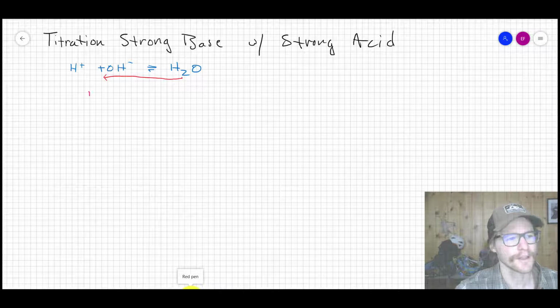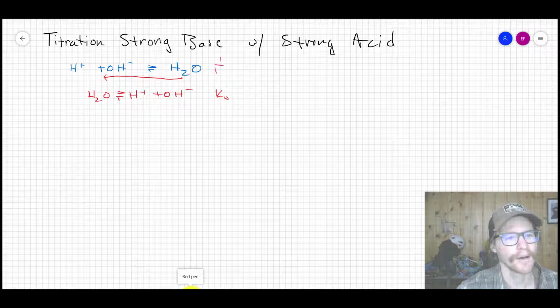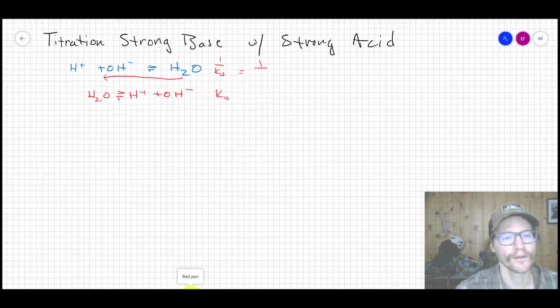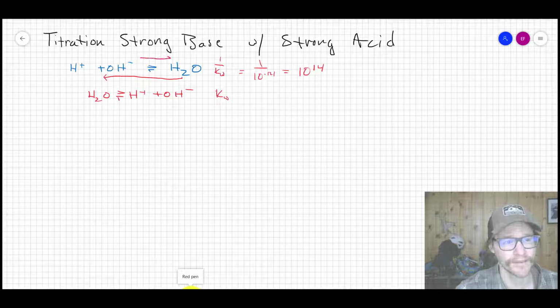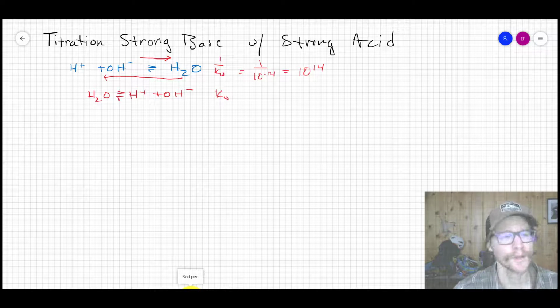Right? If the dissociation of water were H2O breaks apart into H plus and hydroxide, we know that that's governed by the equilibrium constant Kw. So if you simply flip the reaction around, then we are now operating based on 1 over Kw. So 1 over 10 to the minus 14 is equal to 10 to the 14. What does that tell you about the extent of this reaction? Well, it lies massively towards the products, which all titrations will do.